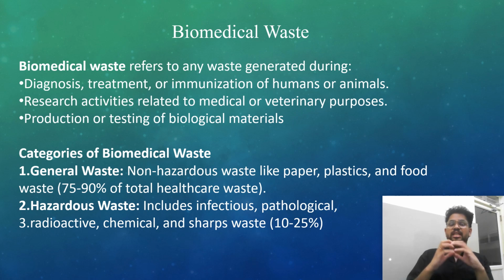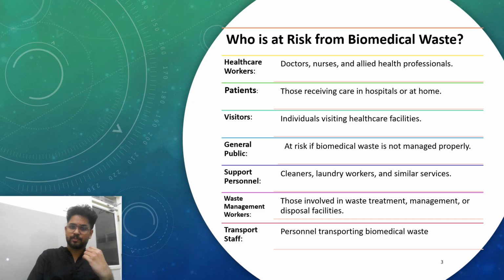General waste is mainly about 75 to 90 percent of the waste, and hazardous waste is 10 to 25 percent of the waste. Okay, so in general waste, there is non-hazardous waste like paper, plastics, and food waste, which comprises, as I spoke about, 75 to 90 percent. Hazardous waste is infectious, pathological, radioactive, and chemical substances, at 10 to 25 percent.